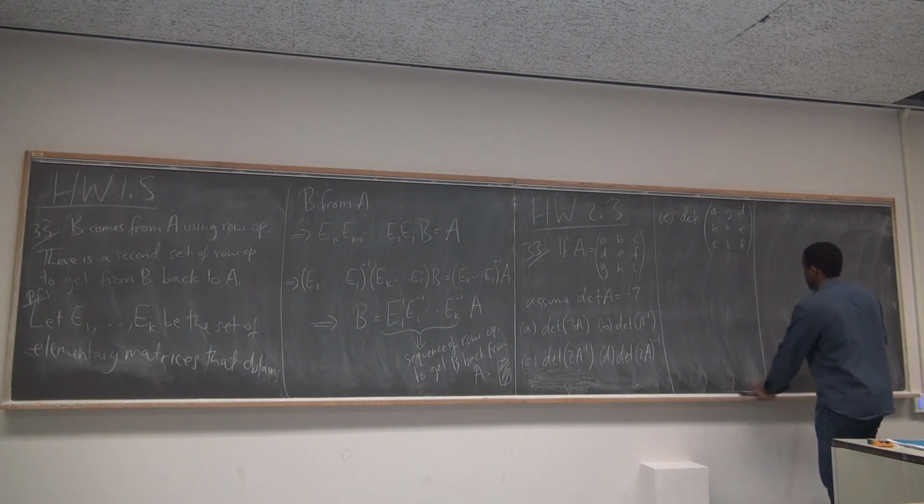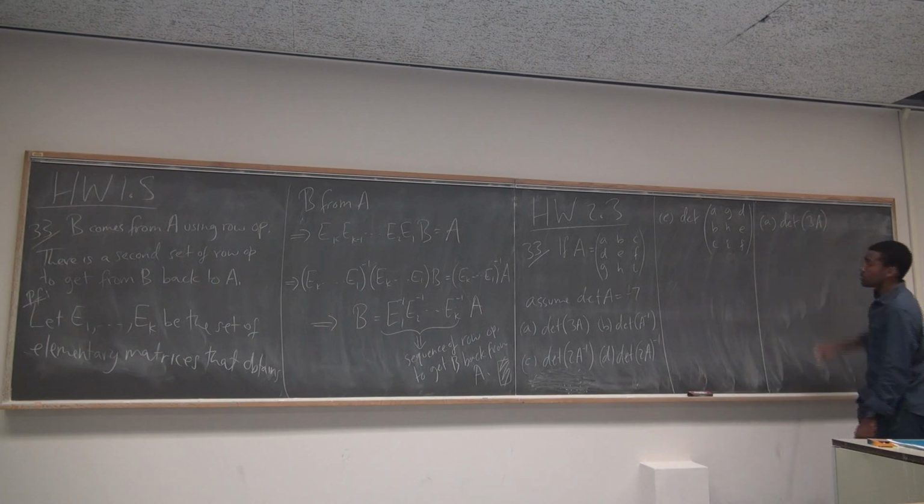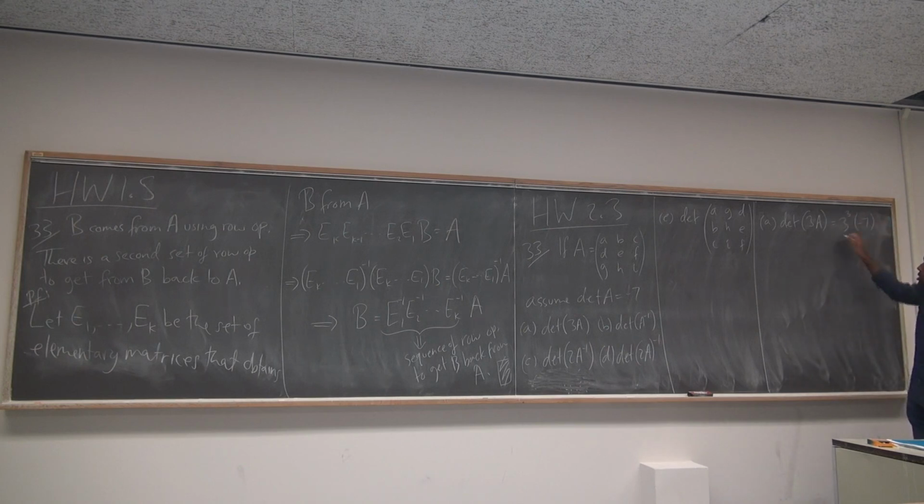Okay, let's go. What's the determinant of 3A? That's going to be 3 cubed times -7, which is something big. That comes from the rule that the determinant of kA is k to the n times the determinant of A, where n equals the number of rows.